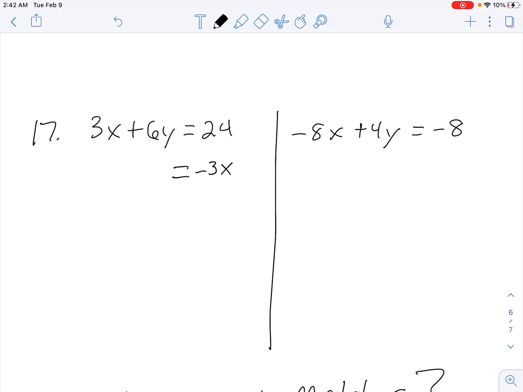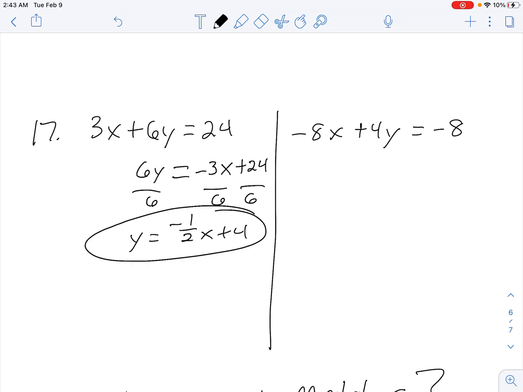So step 1, take the x, move it to the other side, and change the sign. Step 2, drop the y down and drop your number down. Step 3, divide all the way across. Yes, this is worth points. Make sure you reduce the fraction. So this would be your first equation. I need to see this work. It is worth points. If you do not show me this on the test, I will count off for it. And then the second equation.